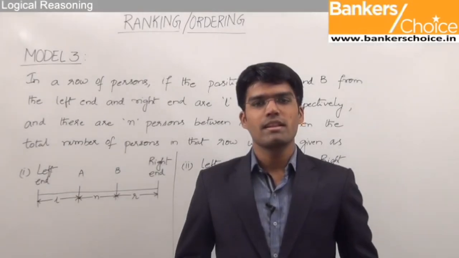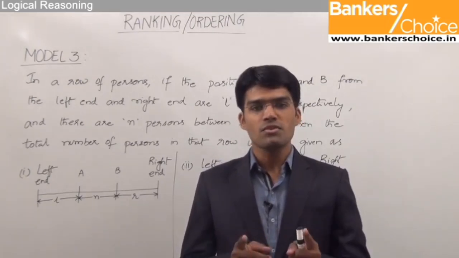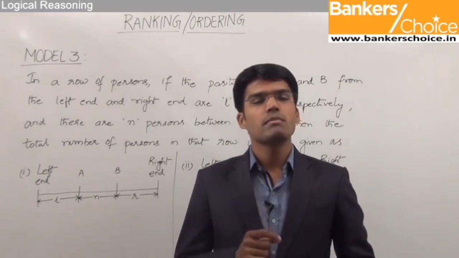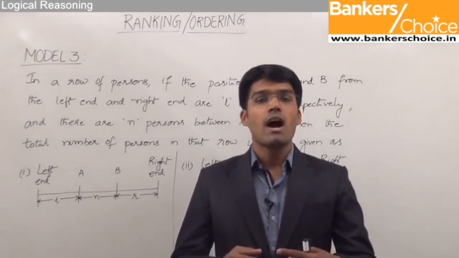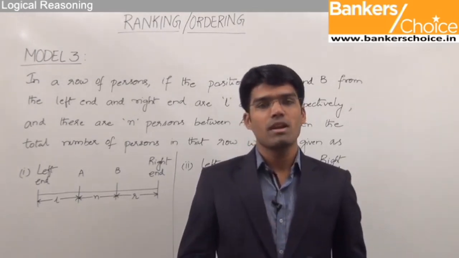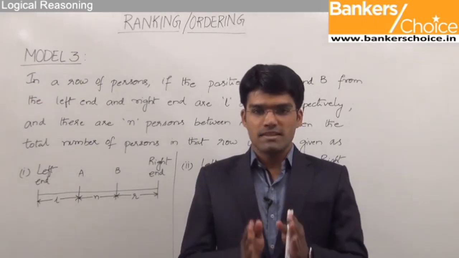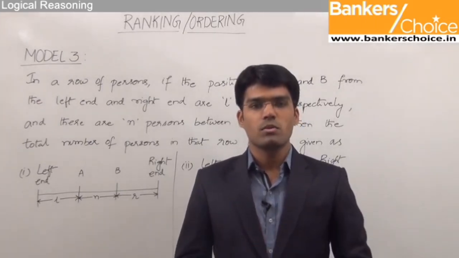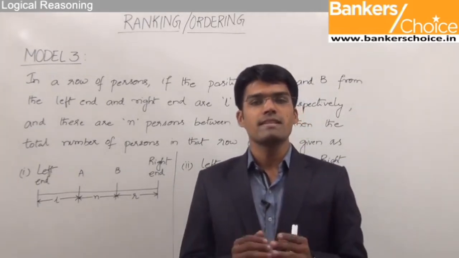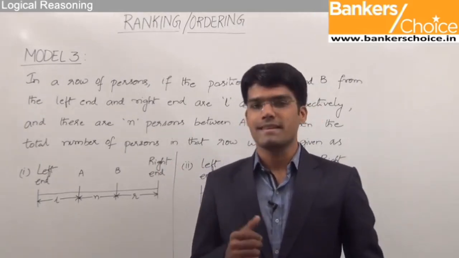Let us now discuss model 3, where we are supposed to find out the total number of persons in a row when the positions of two persons from two different ends are given to us. If you remember, in model number 1 as well, we learned how to find out the total number of persons in a row. But the difference between model 1 and model 3 is, in model 1, the positions of the same person from two different ends were given to us. But if you observe here, the positions of two different persons from two different ends will be specified. So let us understand how to find out the total number of persons in this case.